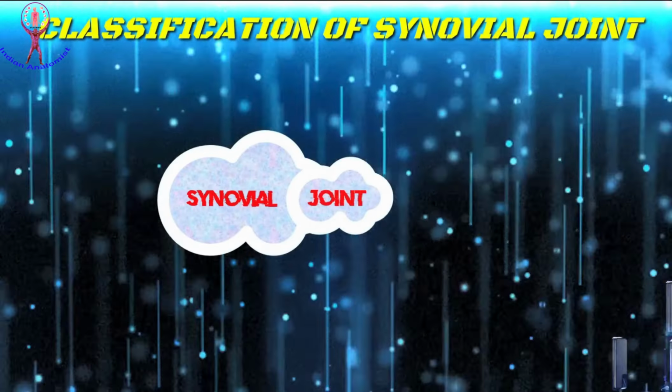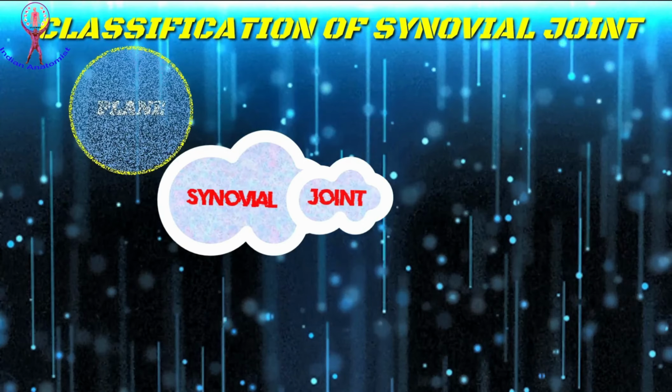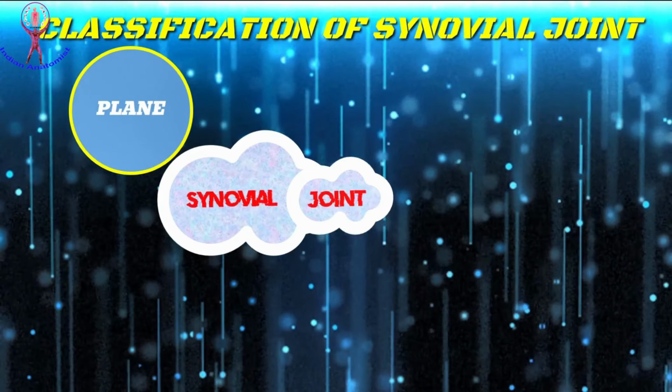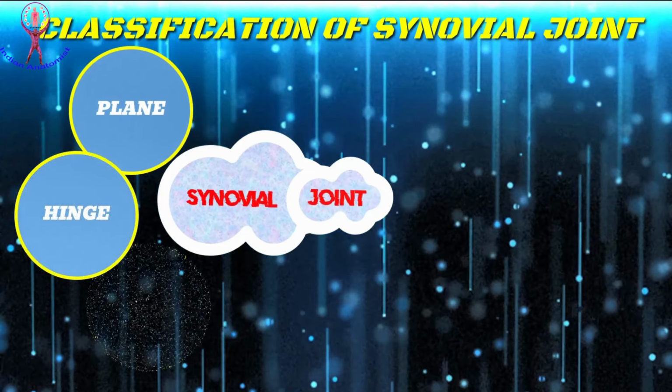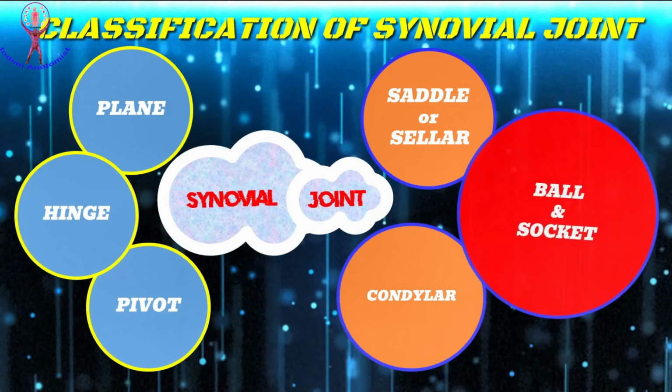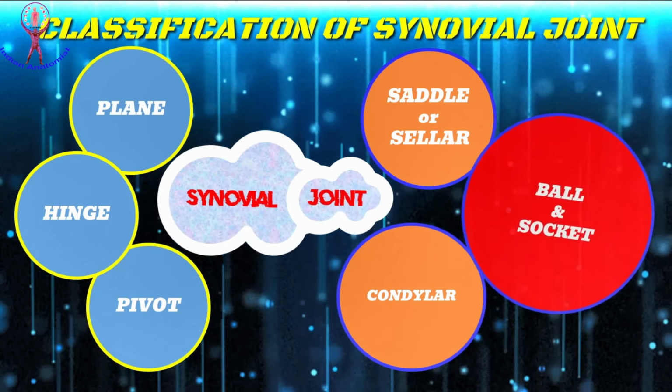The synovial joints are further classified into 6 different types, based on their structure and range of motion. They are 1. Plane or arthroidal joint. 2. Hinge joint. 3. Pivot joint. 4. Saddle or sellar joint. 5. Condylar joint. And finally, 6 is ball and socket joints. This is a highly advanced type of joint, which at a time produces different types of movement in combination.